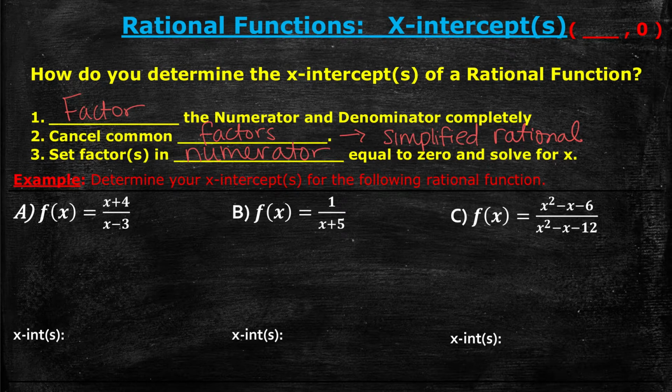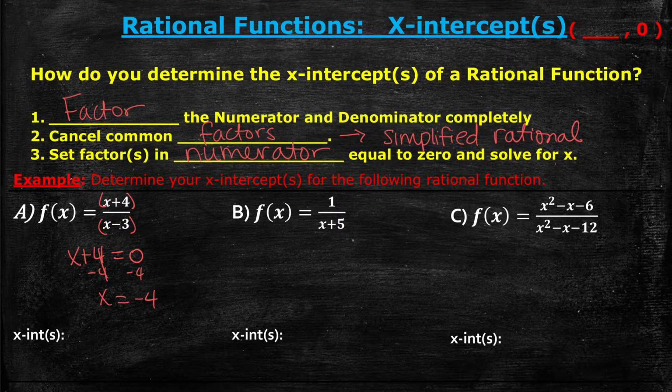Okay, so let's look at a couple of examples. We've got this first example, f of x equals x plus 4 over x minus 3. Now remember that these are groups, so x plus 4 is a group and x minus 3 is a group. There's nothing here that we can cancel, so this is our simplified rational. To find our x-intercept, we're going to take our numerator, x plus 4, and set it equal to 0, and solve it. So we're going to subtract 4. x will be equal to negative 4.